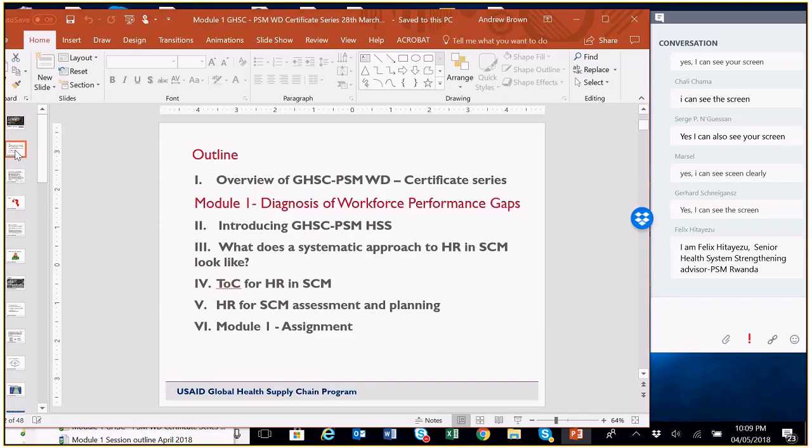I want to achieve a couple of things in our time together today. One is just to provide you a broad overview of what you can expect from this certificate series. And then our module 1, which is diagnosis of workforce performance gaps, is to go into a bit of detail about our project from a health system strengthening perspective, what a systematic approach to human resources looks like, introduce you to a concept that you may not have heard about before, a theory of change for human resources, and really help you to understand how you can conduct a human resources for supply chain management assessment using a particular tool that we like in this project. There are a number of tools, but we want to introduce one specific one to you.